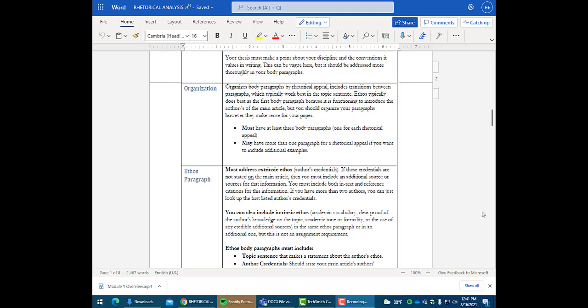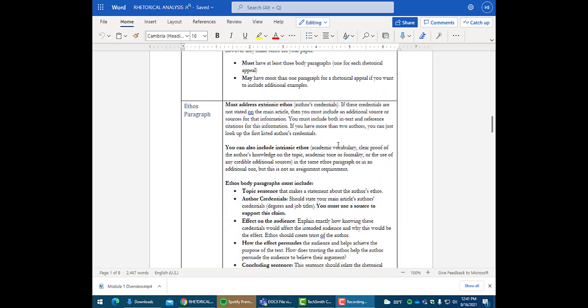And I have some examples of different pathos paragraphs in the extra materials folder in Blackboard. So you can look there to see how to write a paragraph if your article does not use pathos. You can also have more than one paragraph for a rhetorical appeal if you think you need it. If you want to include 2 big examples of one rhetorical appeal, then maybe you want to put those in different paragraphs, and that's totally fine. So just at least 3 body paragraphs.